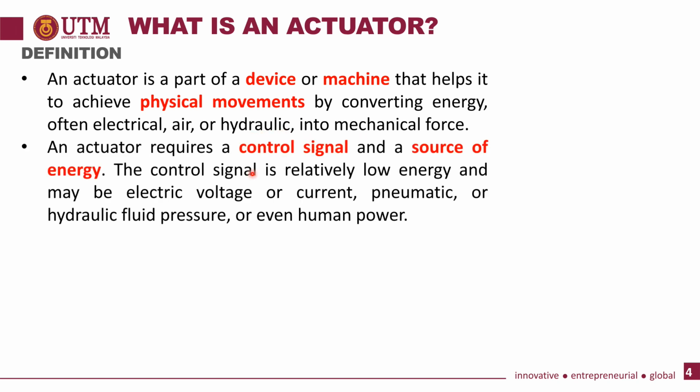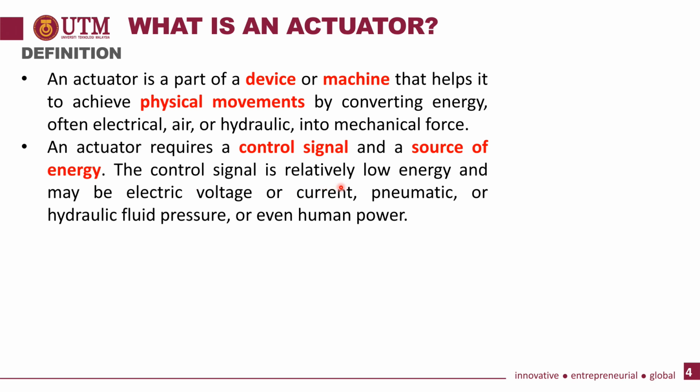Right, so an actuator requires a control signal and a source of energy. When you are designing your actuator later on, you need a control signal. A control signal can be given in terms of voltage or digital signals. Then when the motor or the actuator receives those signals, they need energy. They need a source of energy for it to move. When you give the signal, the actuator says, right now I need to move, but I don't have the energy. So you need to supply the energy for the actuator.